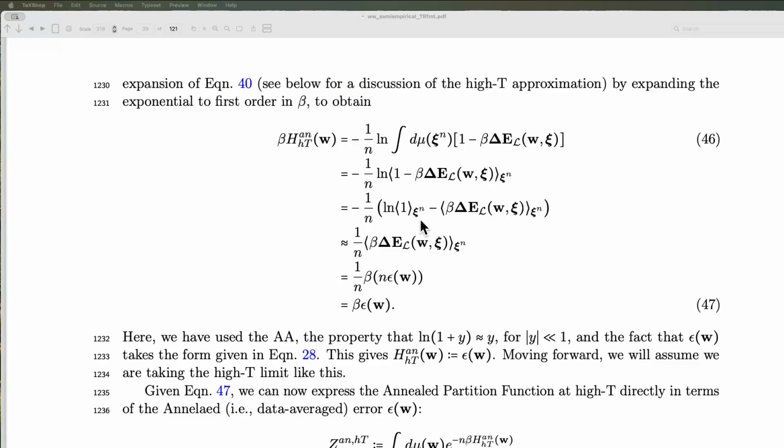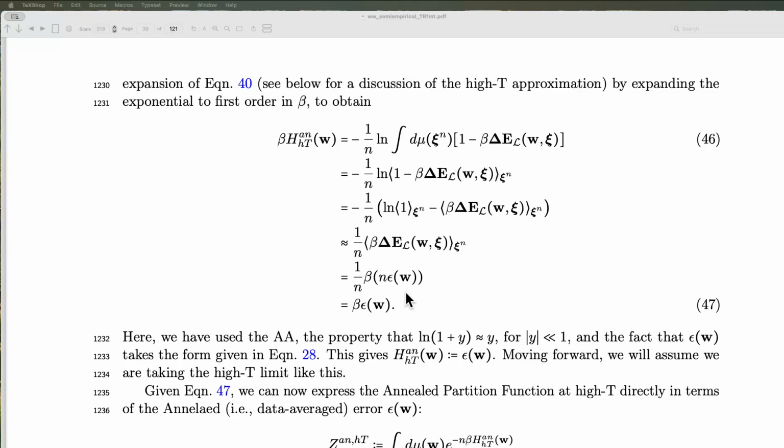So in order to show the high temperature approximation, we use the approximation for the natural log, and so we go from the second line to the fourth line. This holds for y much smaller than 1. So in other words, when the error is small, we can make this approximation, and that's actually a comment that is important also.